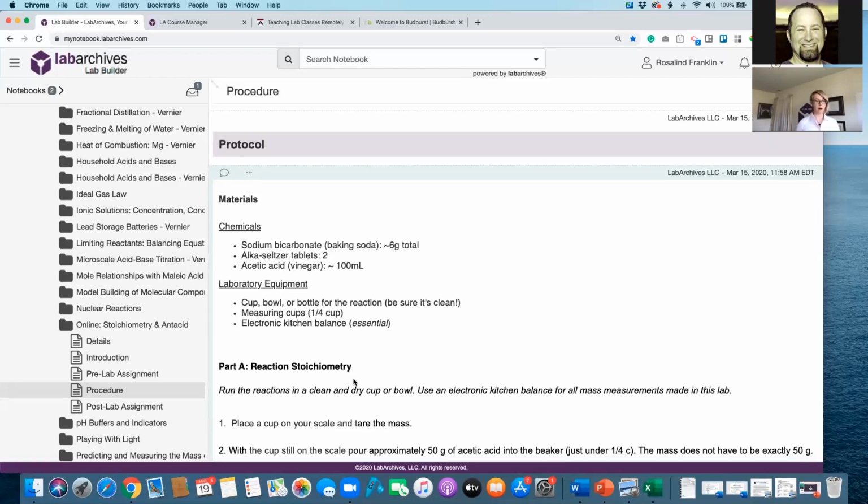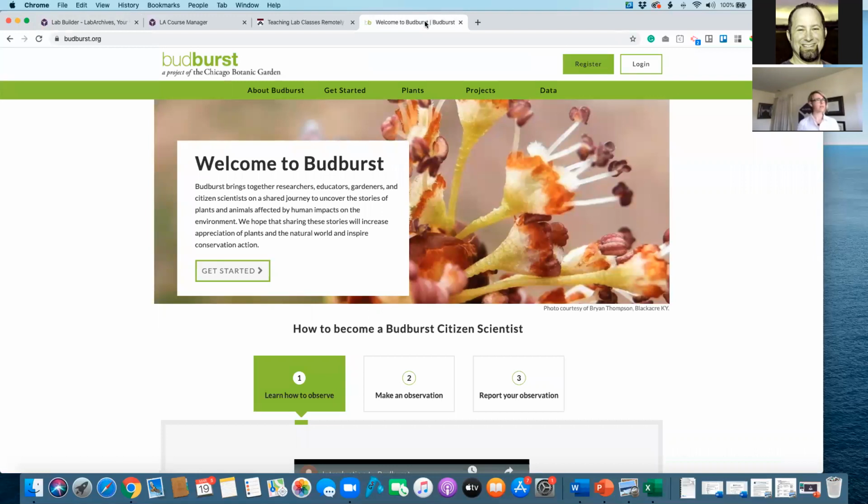Another way to get the students really involved in the process, if your goal is to get them to collect data and interact with data, is something called citizen science. There are a lot of different types of citizen science out there. One of them that I've used in a classroom before is called Budburst.